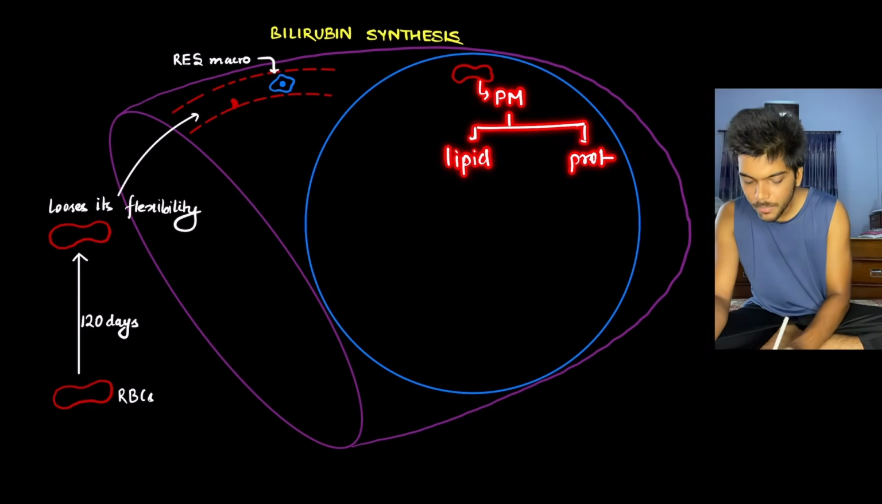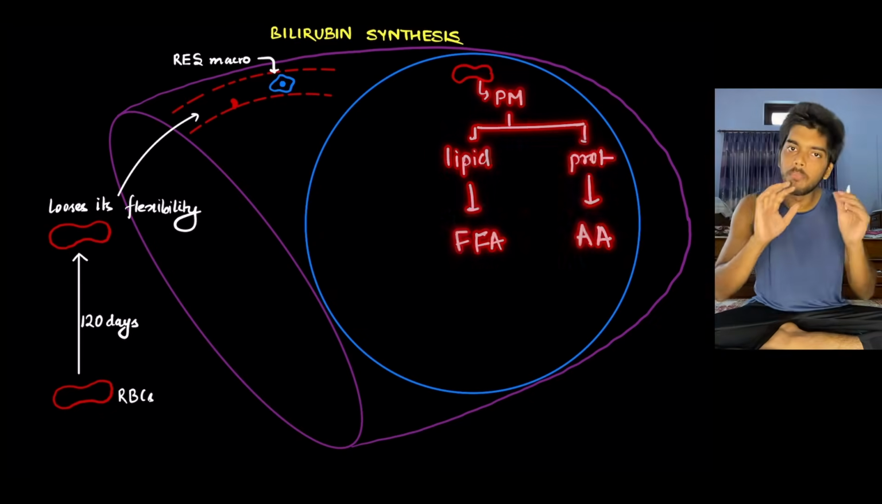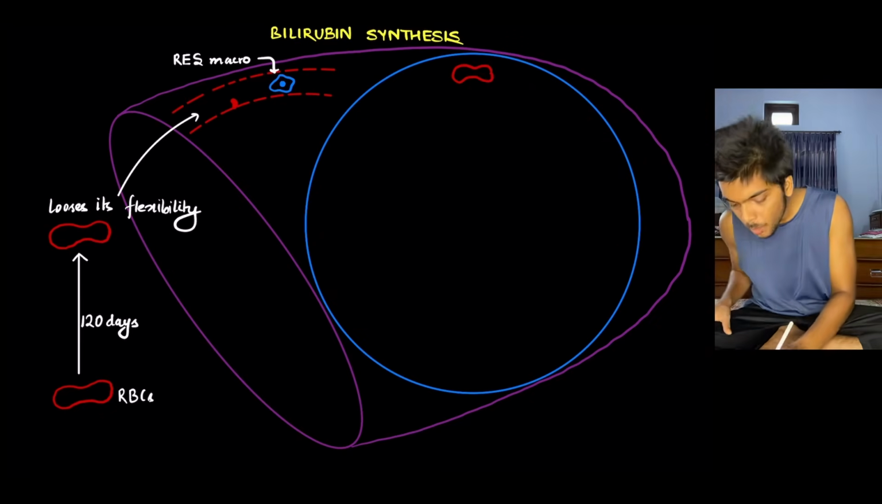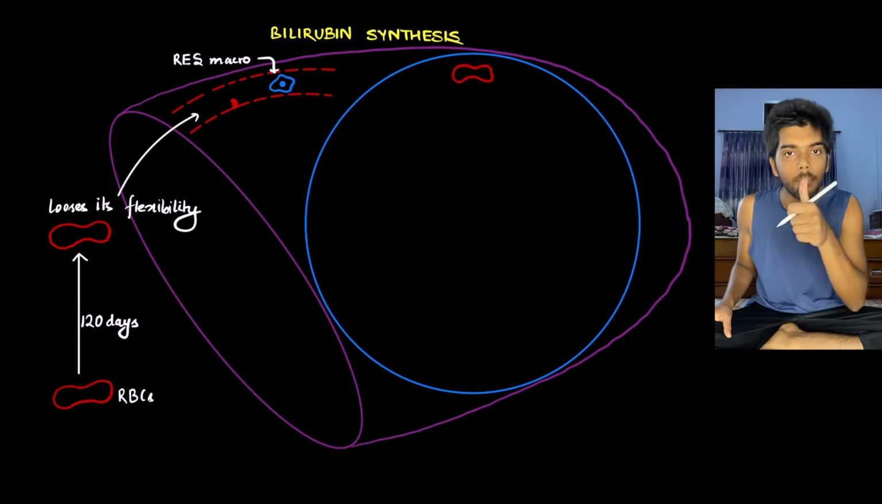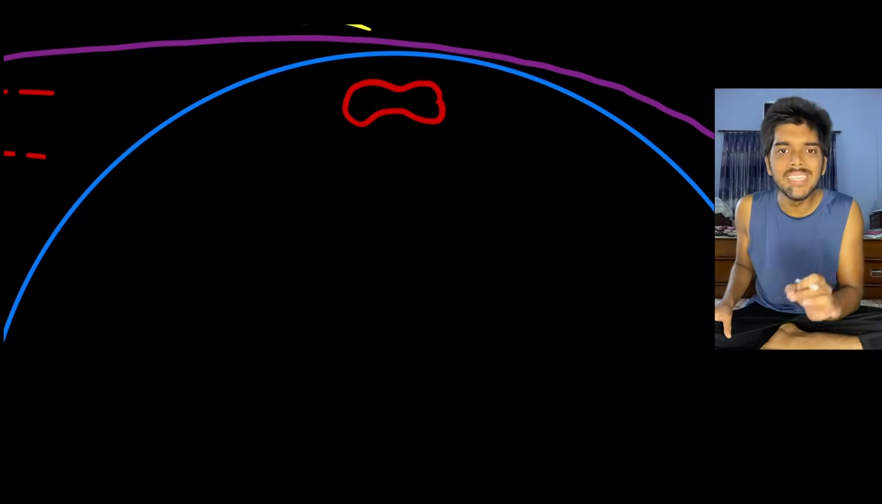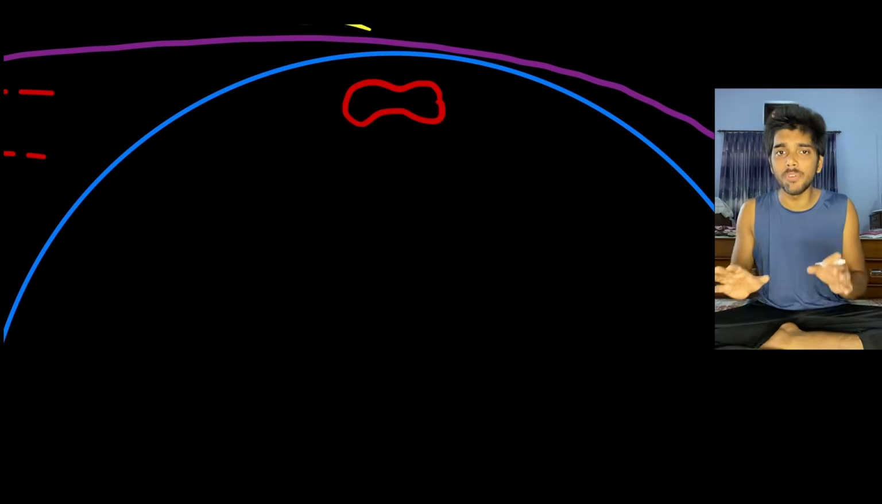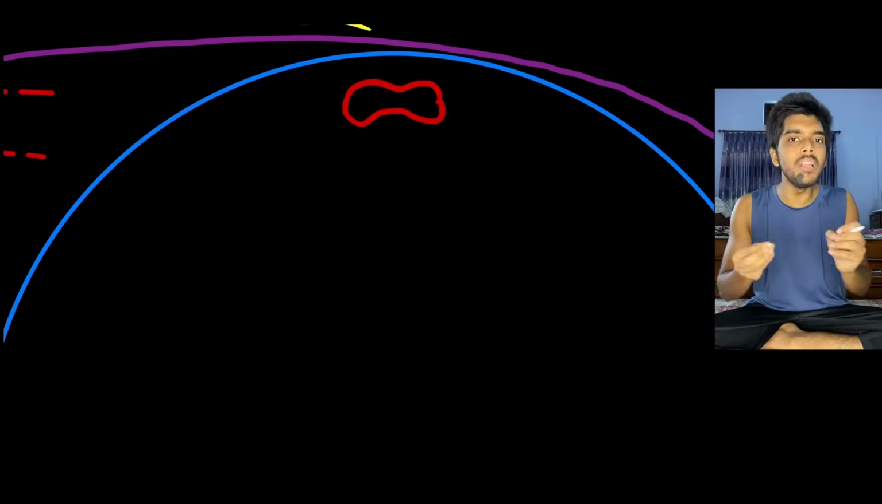So when lipid gets broken down, we get free fatty acid, and when protein gets broken down, we get amino acid. Plasma membrane, done. Now what is inside RBC? Cytoplasm. Cytoplasm contains number one, enzymes. Tell me one enzyme. G6PD, glucose 6-phosphate dehydrogenase. Have you heard of G6PD deficient patient or G6PD deficient anemia under hemolytic anemia?